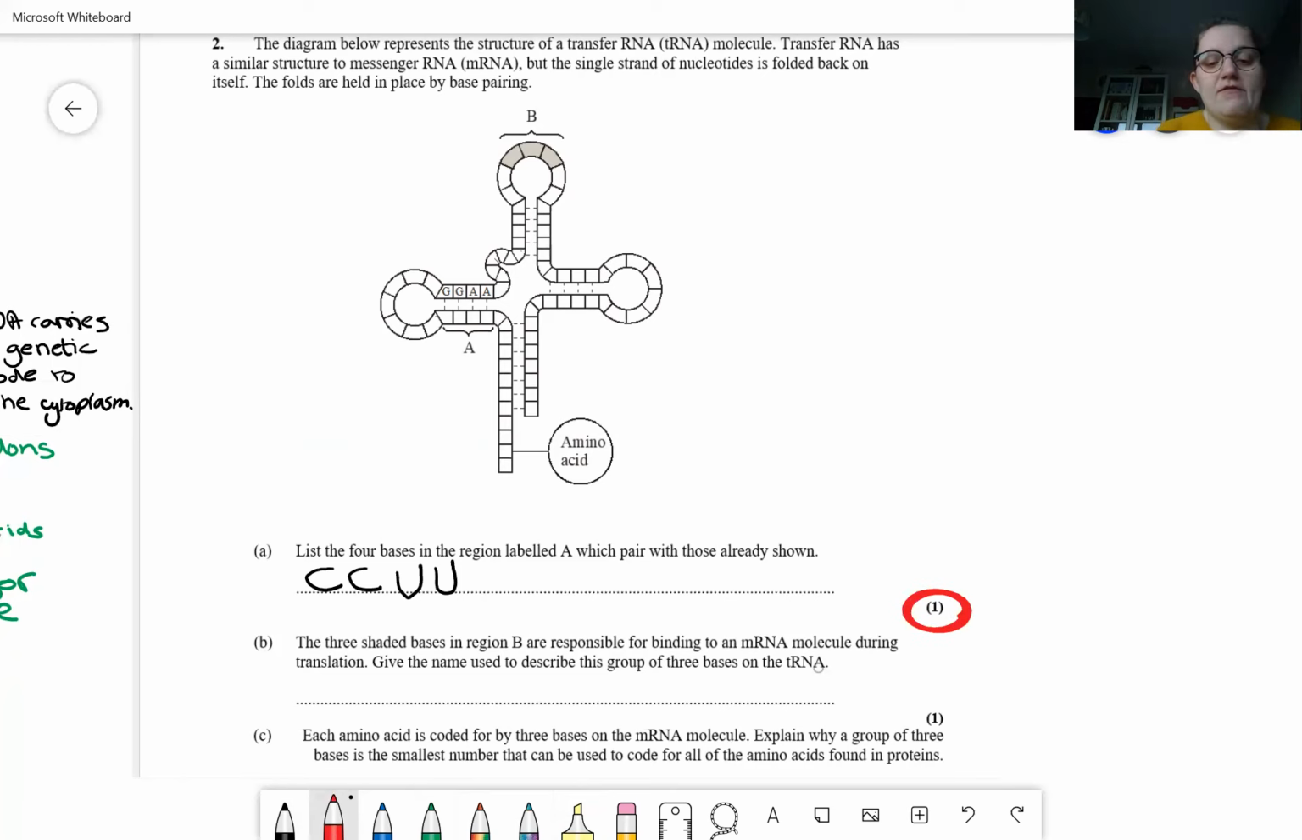Then you're given this B, the 3 shaded regions in region B. So shaded bases in region B, that's what we want to pay attention to, are responsible for binding to mRNA. So they bind to an mRNA molecule during translation. Give the name used to describe this group of the 3 bases on the tRNA, and we know that is an anticodon.